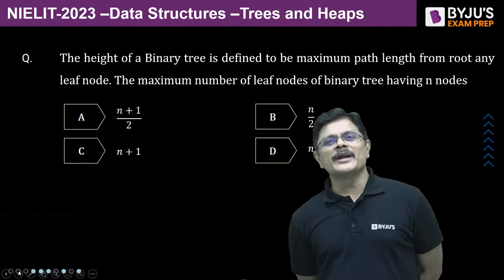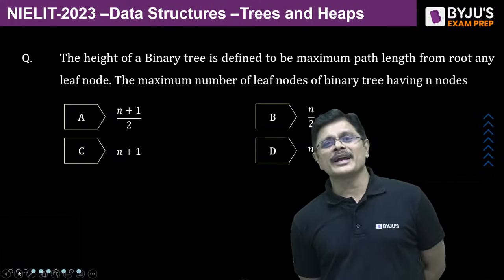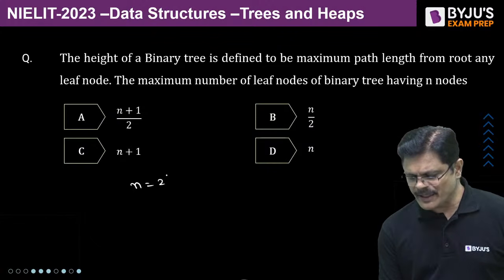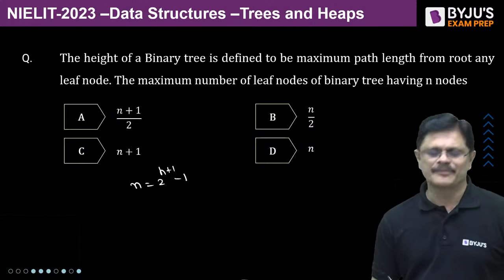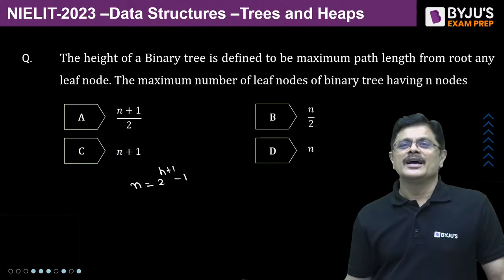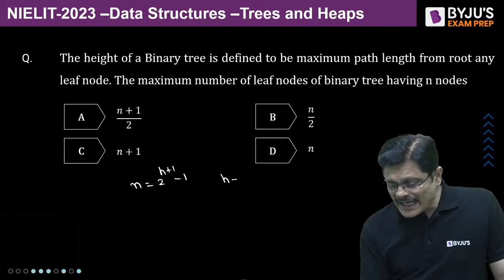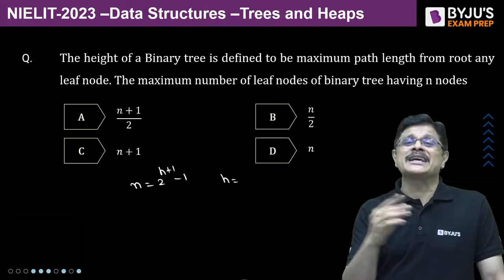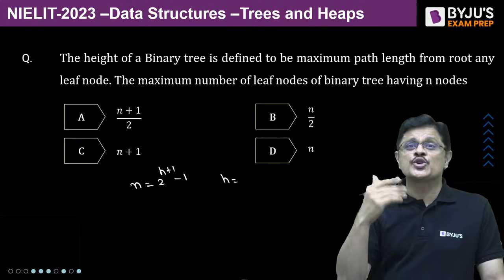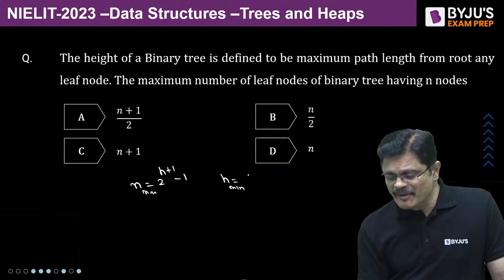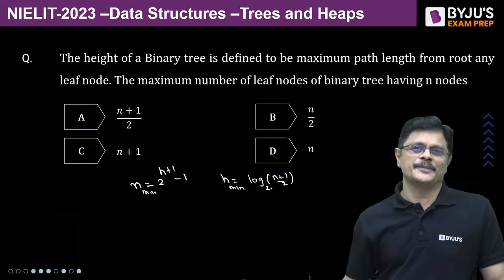So we know for a complete binary tree, the number of nodes is given by 2 power h plus 1 minus 1. This would be the number of nodes for a given height. Now, here the height should be minimum, because you want the maximum number of nodes. That n should be maximum, so this h should be minimum. So the minimum value of h is given by log base 2 of (n plus 1) by 2.